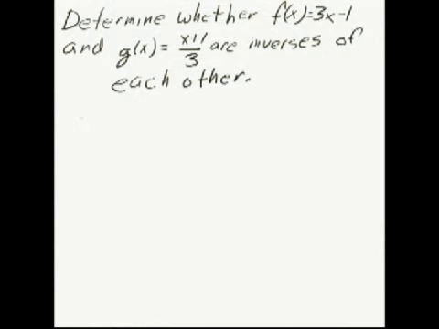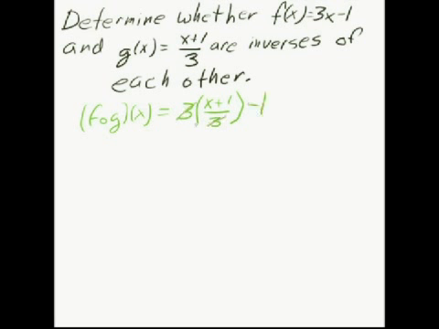Let's go back to our original question. Determine whether f of x, which equals 3x minus 1, and g of x, which is equal to (x plus 1) over 3, are inverses of each other. First, I'm going to figure out what f of g of x is. In other words, put the g function in for the letter x in the f function. I get 3 times the quantity (x plus 1) over 3, minus 1. The 3's cancel. Plus 1 and minus 1 cancel. I'm just left with x.